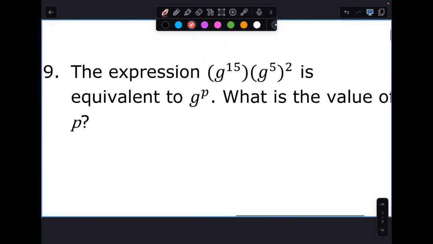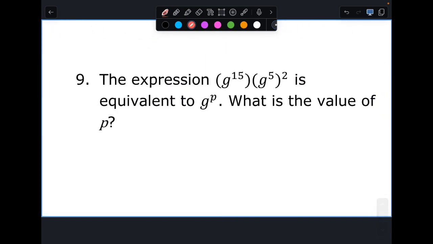Number 9 actually has an extra question there, so make sure you're being careful. But first, let's simplify it like we normally would. Always start with the parentheses. The second g has an outside exponent, so make sure you distribute that first. So we get g to the 15th times g to the 10th. Then we apply what rule? The product rule tells us to do what with the exponents? Add them. So we end up with g to the 25th.